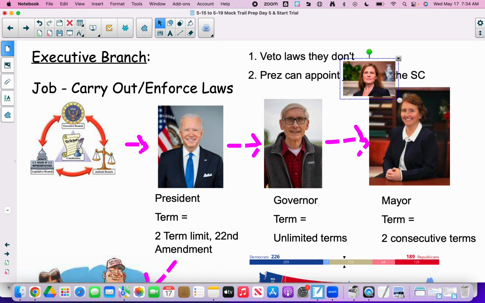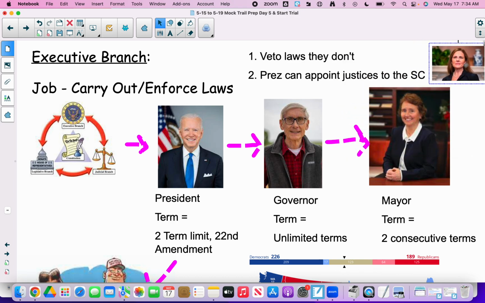The president, Donald Trump, got to appoint Amy Coney Barrett, for example, right before he left office and got her in. It had to be approved by the lawmaking branch, the Senate, but she got in there, and that was one of the checks of the executive branch on the judicial branch. And the president can check the lawmaking branch by vetoing laws they don't like.